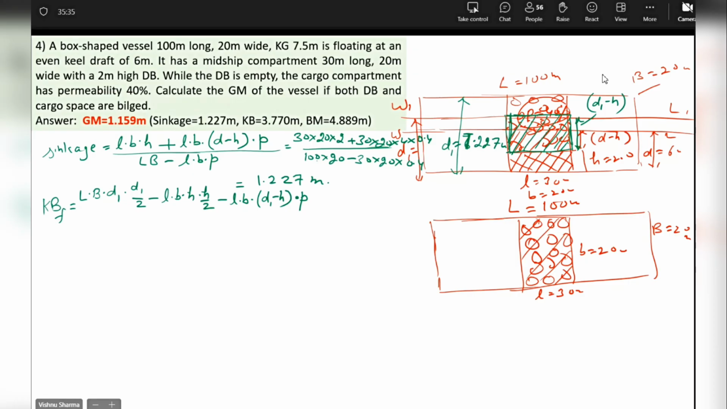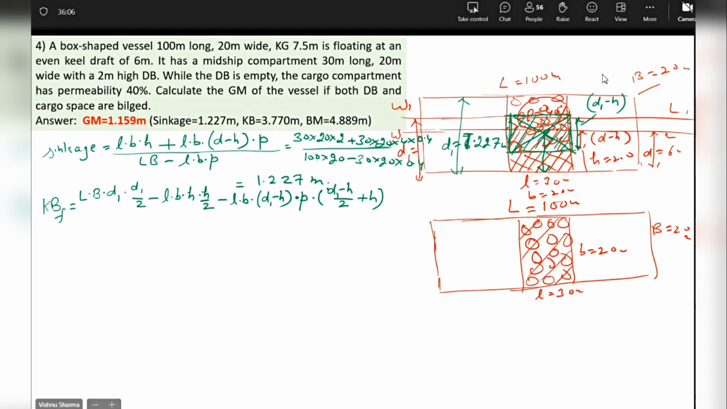Hey, those who had doubt about KB, say so, either say yes or say doubt. Yes, sir. Yes, sir. Understood. Then we have to find its sliver. Where is the geometric center of this one? Geometric center of this one is here. What is this distance? It is D1 minus H by 2 plus H. So D1 minus H by 2 plus H. Is that clear now? Yes.